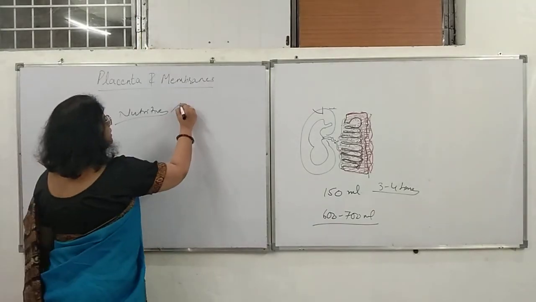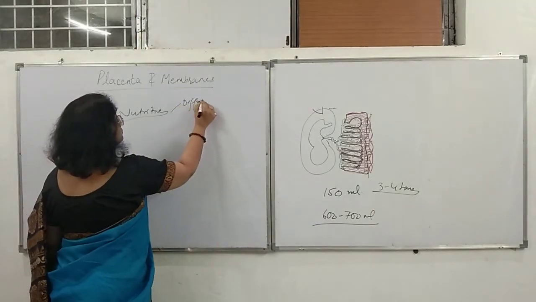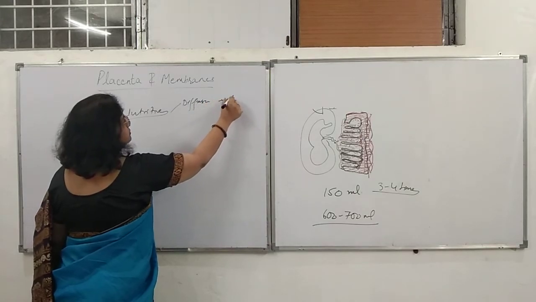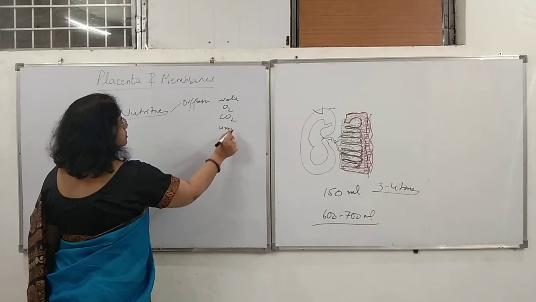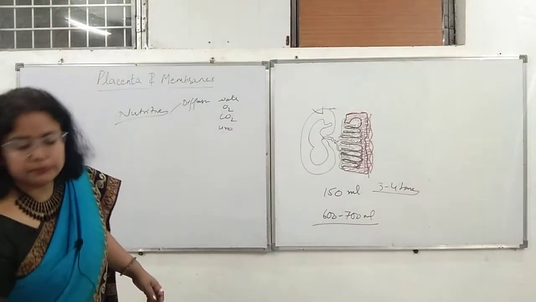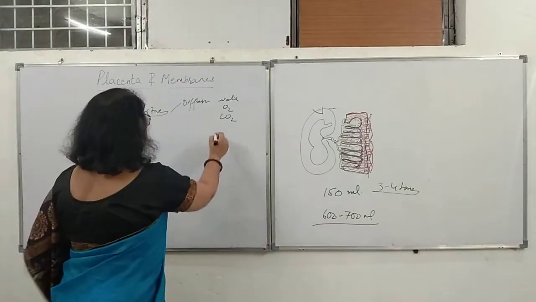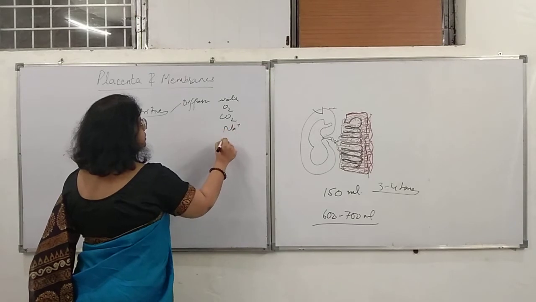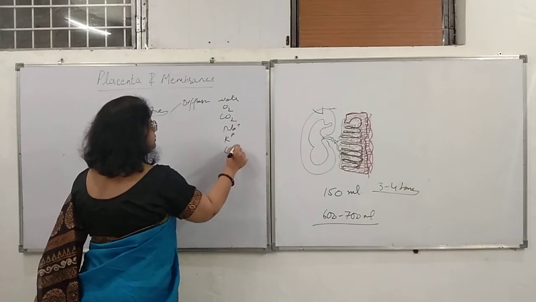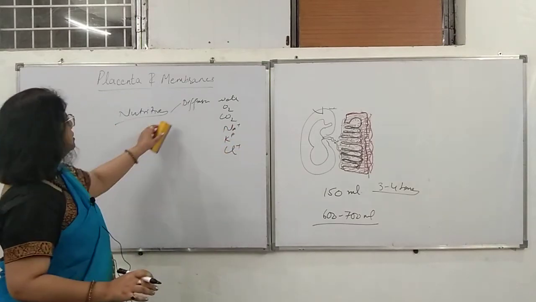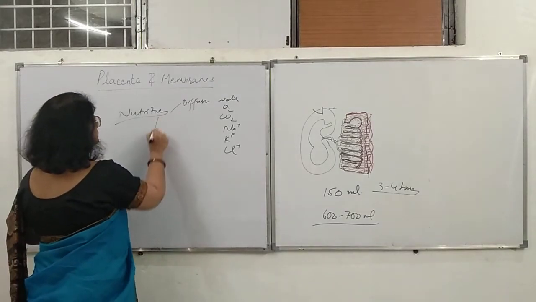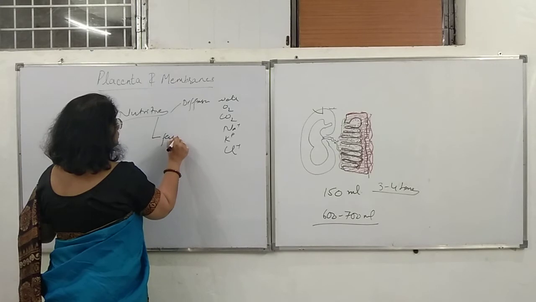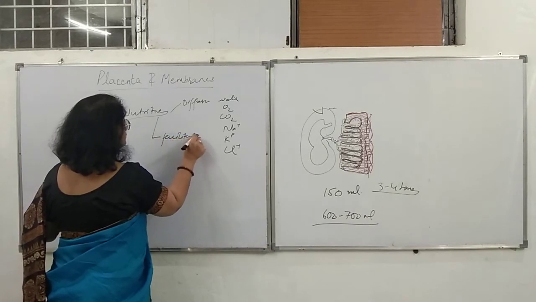Nutrition can take place by diffusion: water, oxygen, carbon dioxide, sodium, potassium, chloride, all these things are by diffusion. Then there is facilitated diffusion, facilitated transfer.